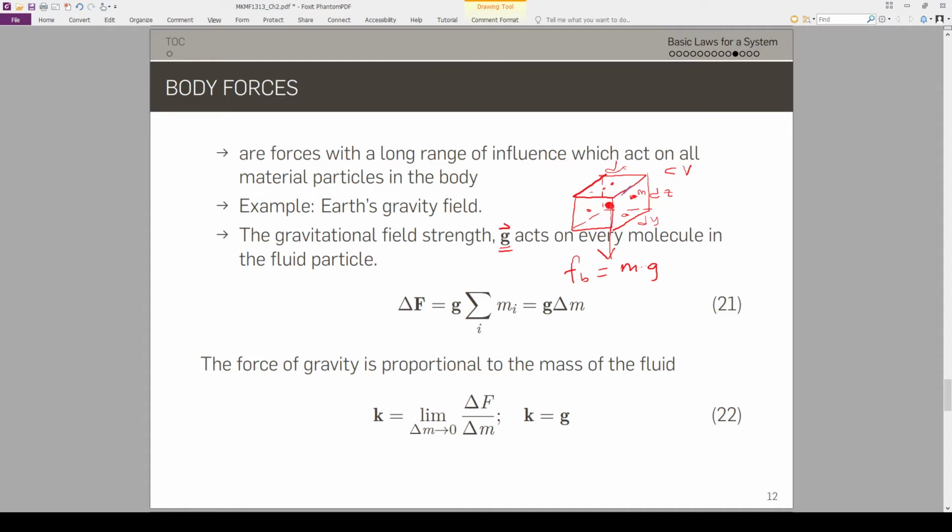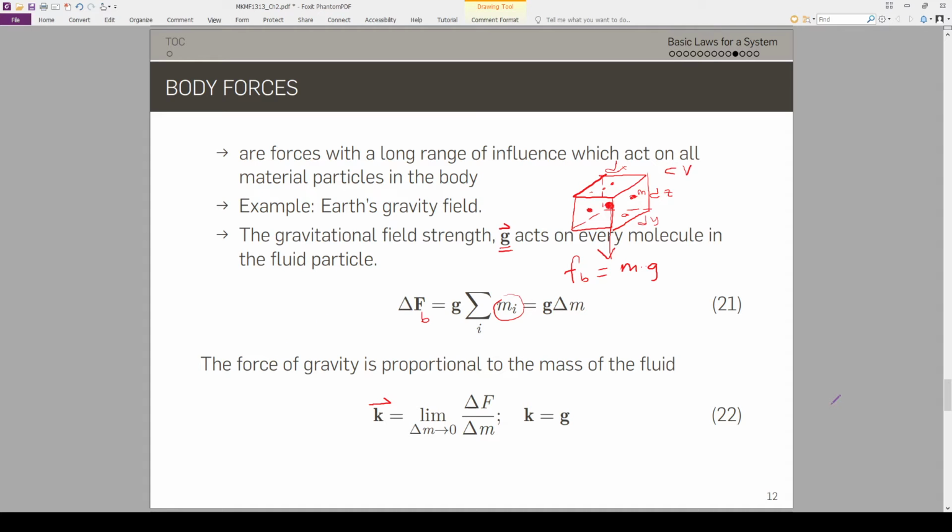So we can imagine that every single particle contains its own mass and is under this gravitational field. If we take the whole control volume, then the force due to the body force equals the gravitational acceleration, a constant value, multiplied by the summation of the mass of each particle. Then we get G multiplied by M.